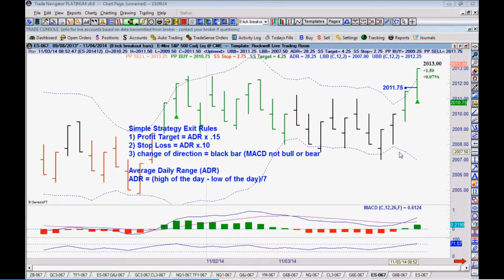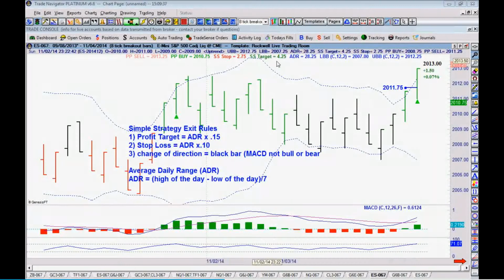Now, the average daily range can be calculated by hand. Once you have the range of the last 7 days, it's pretty easy to update it daily and calculate it manually. There's nothing wrong doing it this way. If you do have charting software that allows you to create custom highlights, then you can actually program it to make it super easy to know exactly what it is. That's what we've done here.